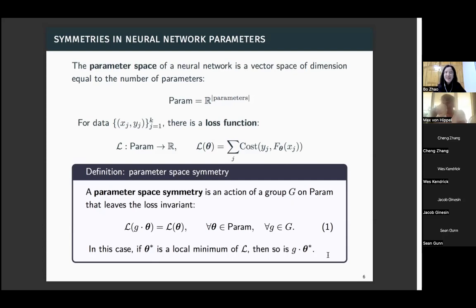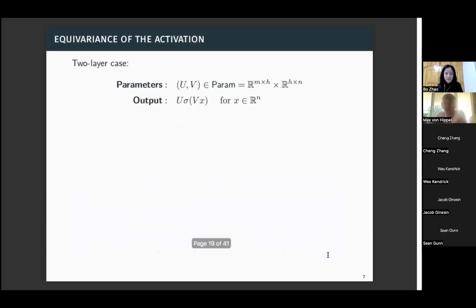Thanks for the question. So this gives us a way to carve out or construct these minima, in that we can move in the orbit of this group action. We can transform theta by different g's, and we arrive at different points of the minimum.